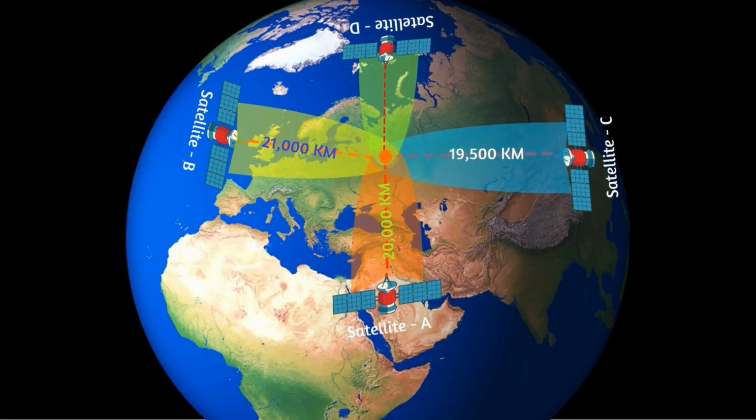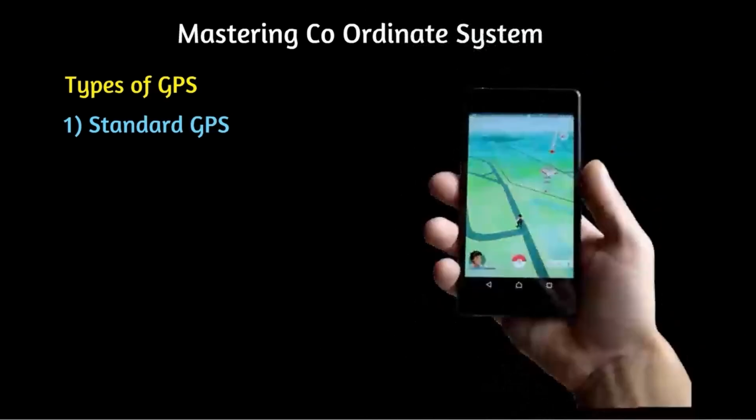Now let us see the types of GPS used in surveying. Now that we understand how GPS works, let's explore the different types used in surveying. Type 1. Standard GPS, handheld. The accuracy of this type is 1 to 5 meters. This is used in mapping, navigation, and general positioning.